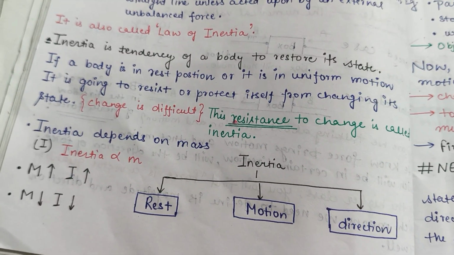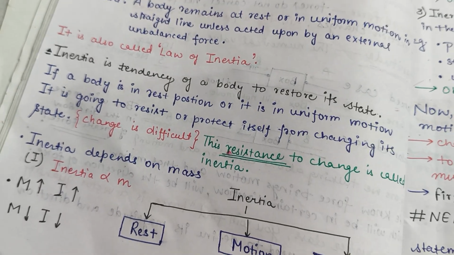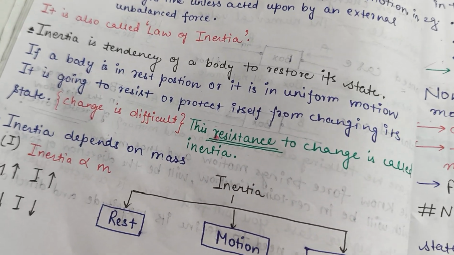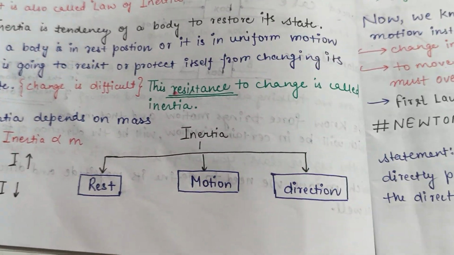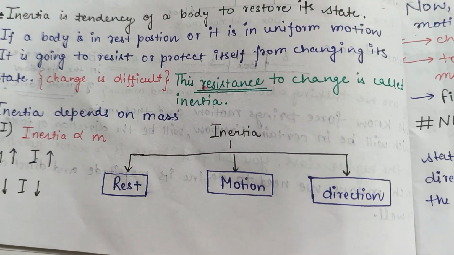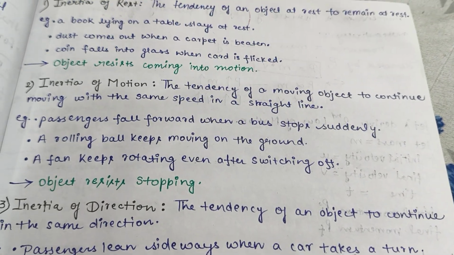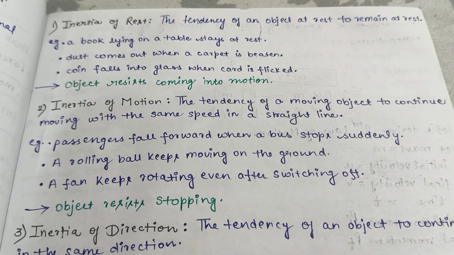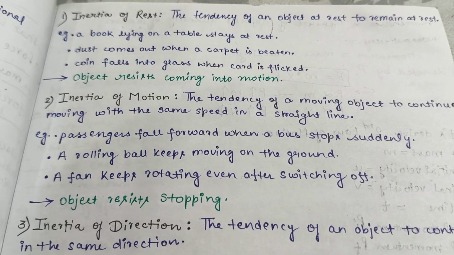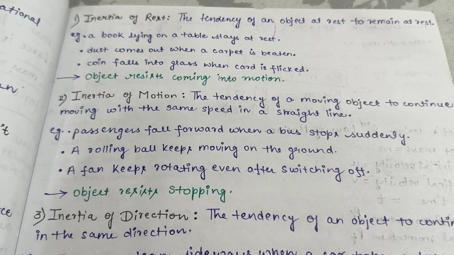Now, inertia depends on mass. That means if we are comparing two bodies, the one with the larger mass will have more inertia. Very simple. Now, we have three types of inertia: the first, rest, then motion, then direction. Now, let's talk about inertia of rest. The tendency of an object at rest to remain at rest. Very simple, point-to-point statement, very easy one.